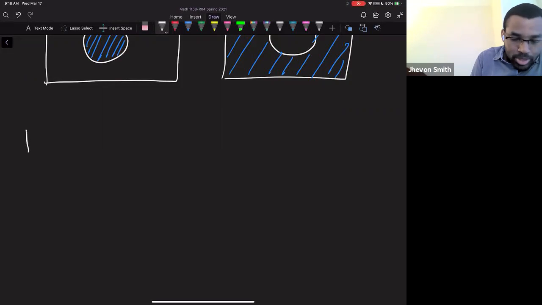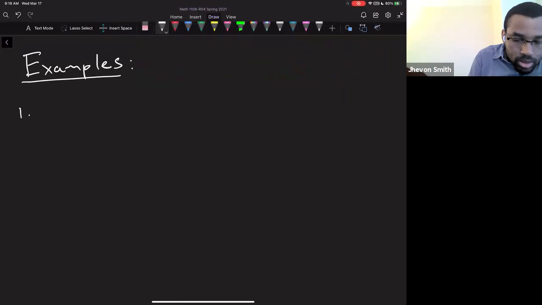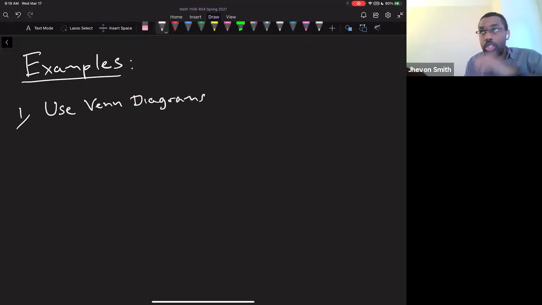Let's do some examples, because we've been talking about concepts for a while, and I don't know how much of it is going over your heads or not. So let's just talk about examples. One, use Venn diagrams. Now, it's very important. Diagrams are important for visualizing and illustrating things, but they do not count as proofs. It's a very strict rule in mathematics that pictures cannot count as proofs.